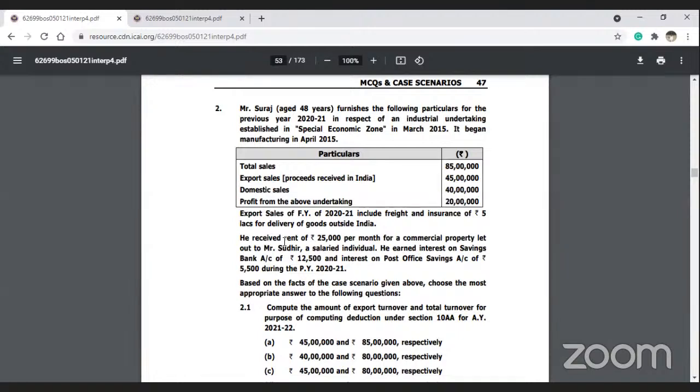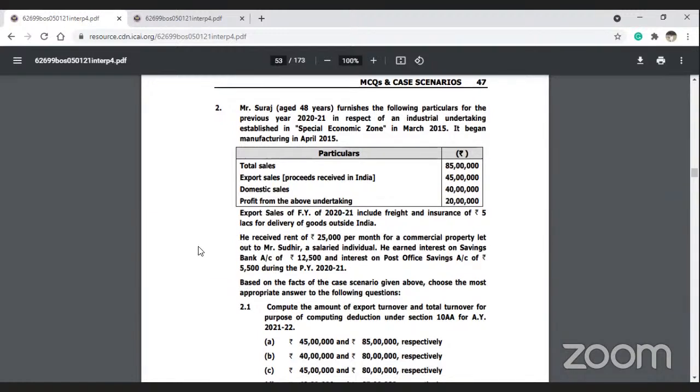Then 25,000 into 12, that will be 3 lakh less 30% standard deduction, that will be 2,10,000. And then here 12,500 of the first interest on savings bank account will get deduction up to 10,000, so that will be 2,500. And the next post office savings account will get deduction of 3,500, so that comes to 2,000. Yes, I did the same thing earlier. Okay, you got 7,14,500.